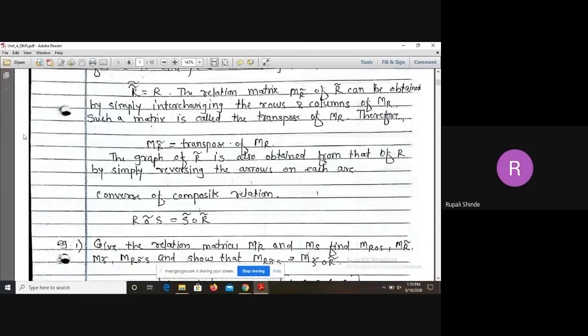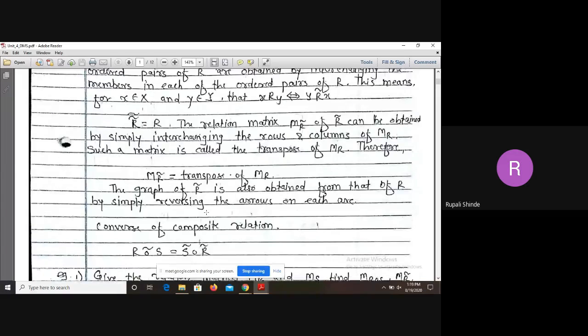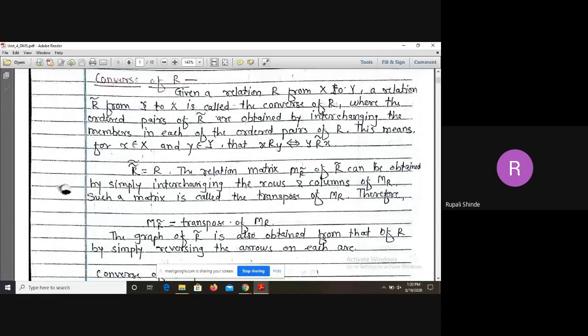Now here one formula is given, converse of composite relation. Now what is the composition? We are going to see in the next point. So here they have just given one formula. So take note of this. (R composition S) converse is equal to S converse composition R converse. Okay. So I think you should take note of this.